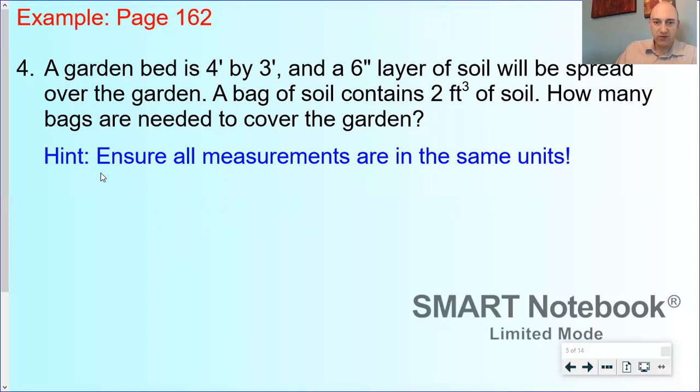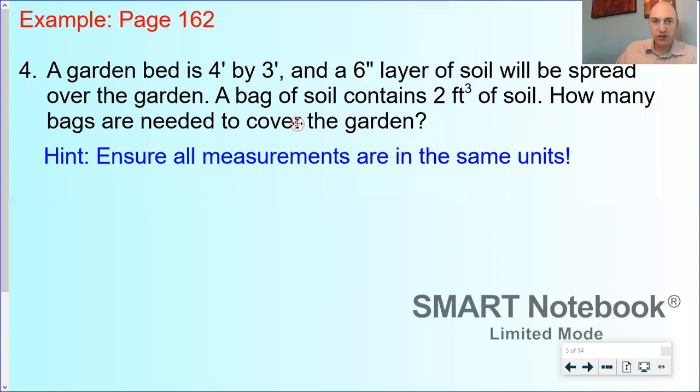Normally the keyword cover here is going to imply surface area, but because we're talking about soil and soil is thick, it's not something you buy by the square inch, you buy it by volume. So we're going to have to figure out how much volume there is. We need a 6-inch deep layer of soil. And we want to know how much is required, and our measurement is going to be in feet cubed because that's what the bag of soil contains. So we want to convert all these measurements into feet cubed.